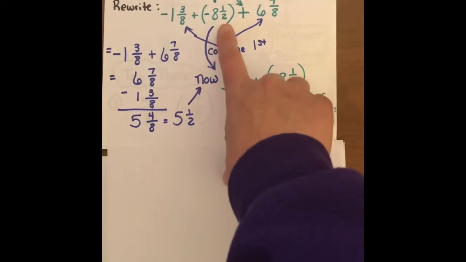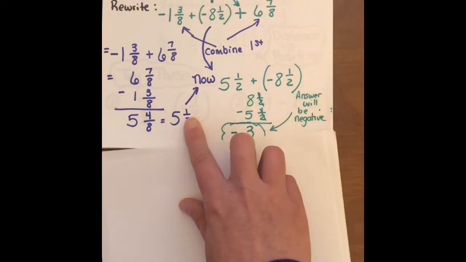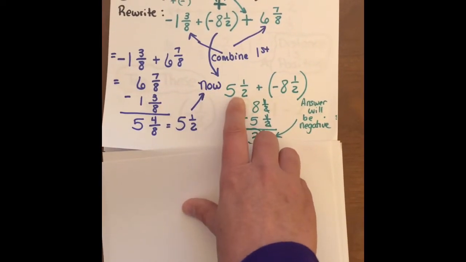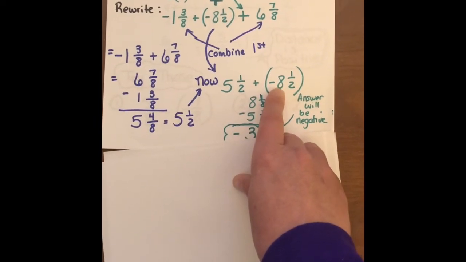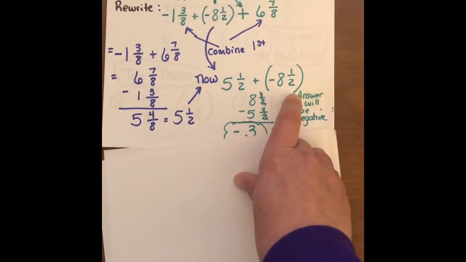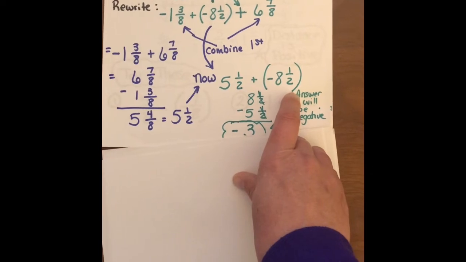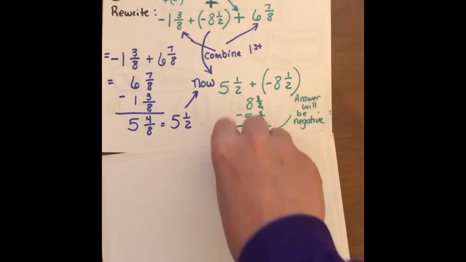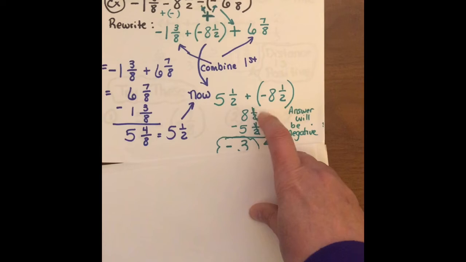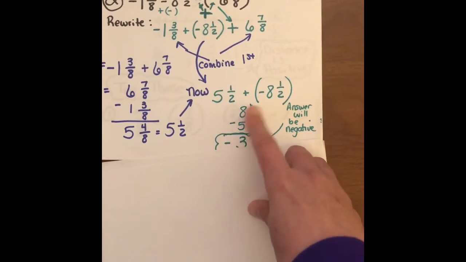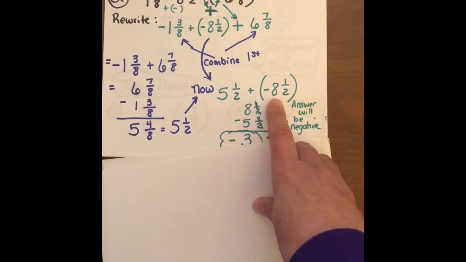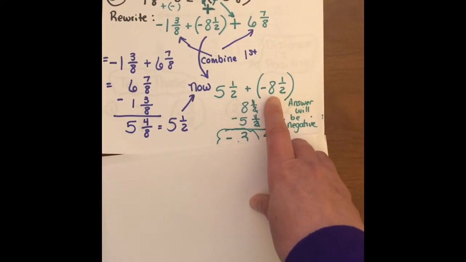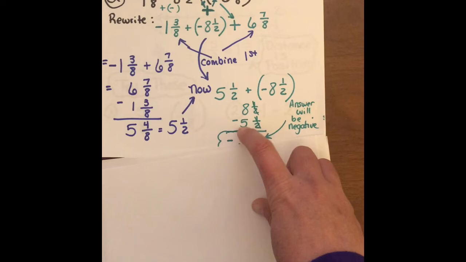Hey, look at that. Now we have a common denominator here. So now I'm going to take that 5 1/2 and I'm adding the negative 8 1/2. Right? Adding negative 8 1/2. So I'm actually subtracting these out to find out what the answer is. The 8 1/2 is negative and it is bigger, so my answer needs to be negative at this time.